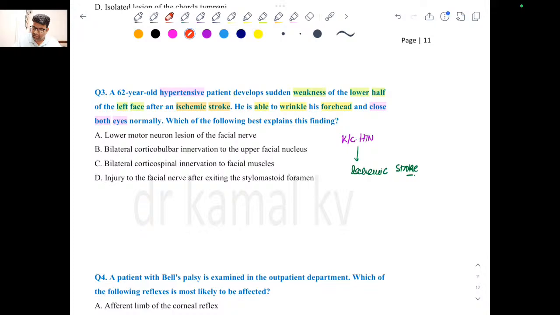If there is an ischemic stroke, it usually results in which type of paralysis? Upper motor neuron paralysis or lower motor neuron paralysis, because this itself is giving you a basic hint. Now, after this, there is paralysis of the lower half. Again, this is one more hint.